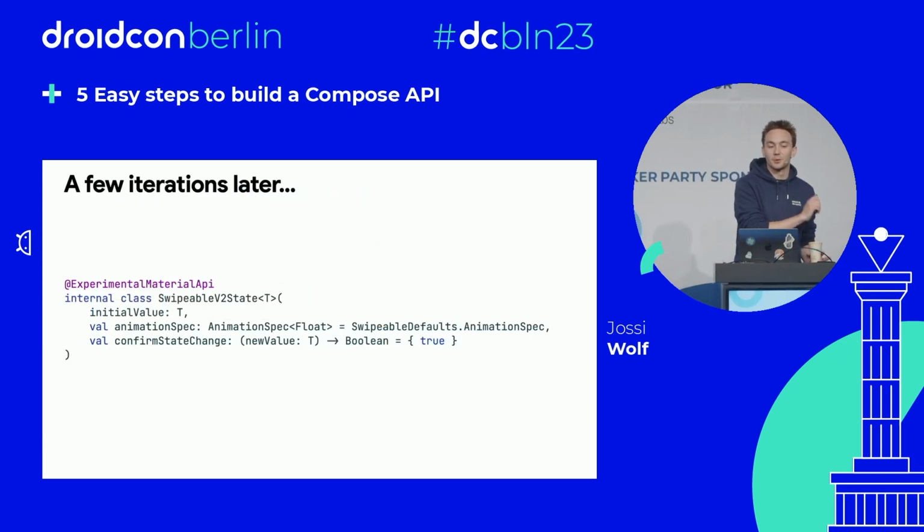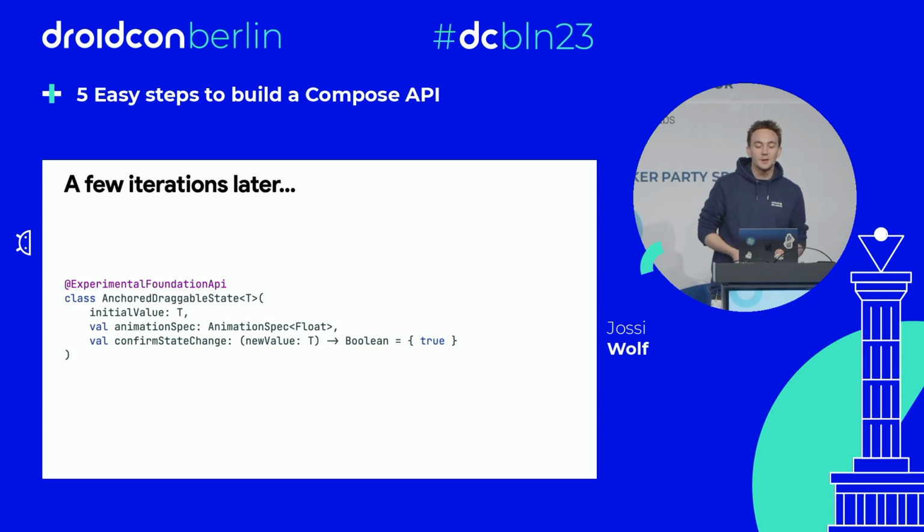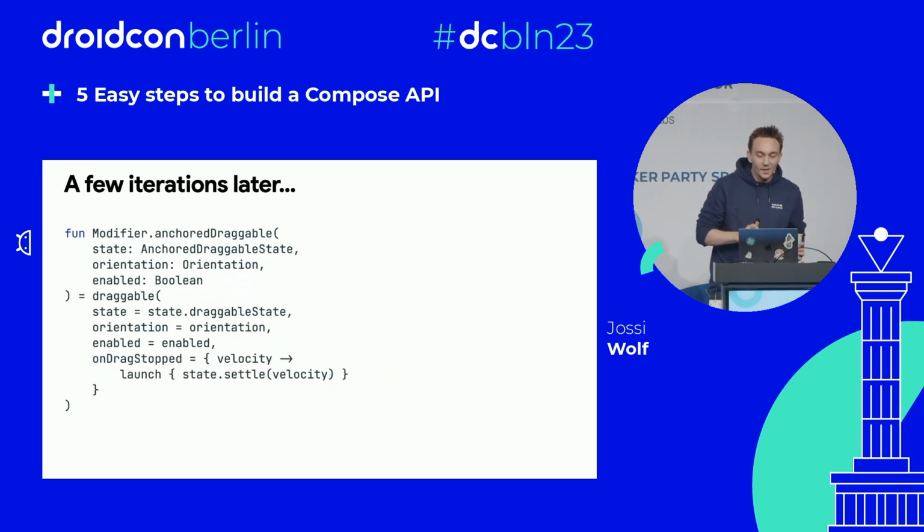So we went from swipeable v2 state to having a nice name, Foundation API. It's called anchored draggable state now. All right, we decided on a name earlier. Swipeable v2, the modifier, is now called anchored draggable. It was pretty much okay. Didn't change a whole lot about this. And one of the cool things about this is it's a very, very light layer. So if you wanted to, you could also just write your own modifier.anchored draggable.